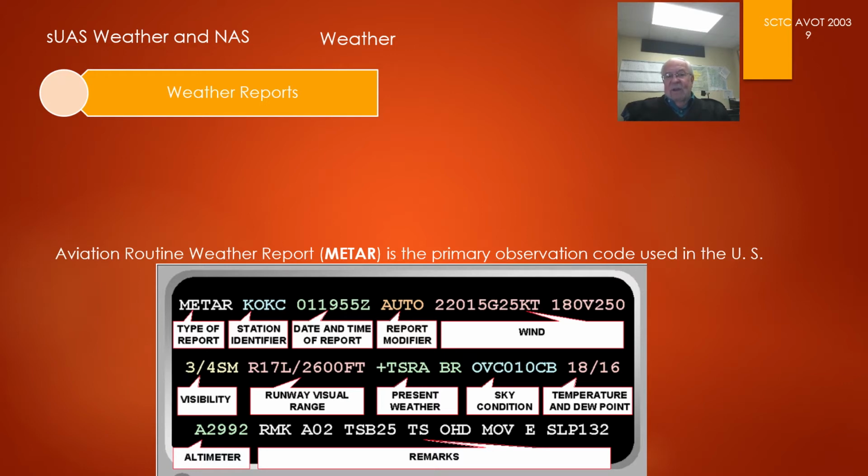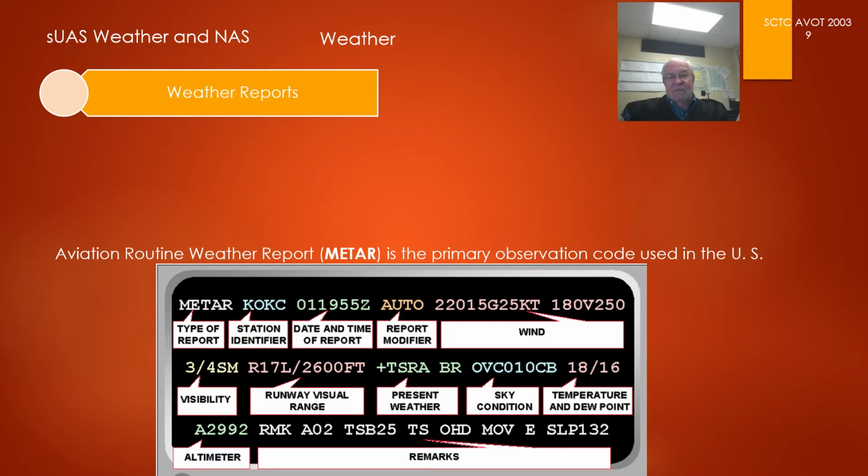Then the 180 V 250 is telling you the wind is blowing around. It's not just one straight line wind, but it varies back and forth, variable between 180 coming directly out of the south and out of 250 degrees. So it's sort of a gusty, blustery day out there at Oklahoma City. KOKC is Oklahoma City. Visibility 3/4 of a mile.